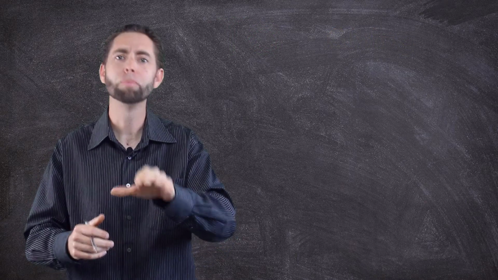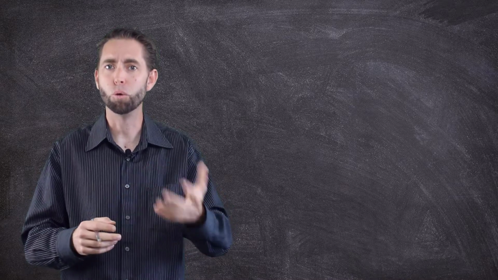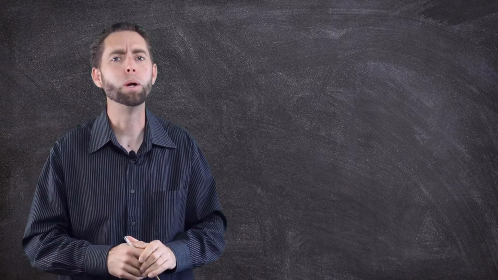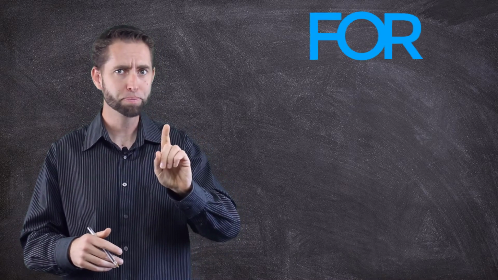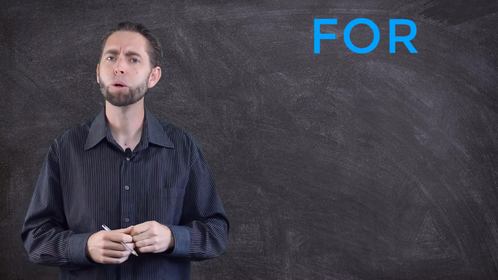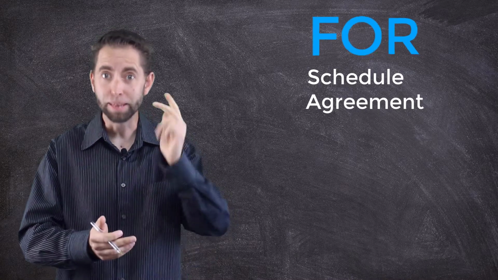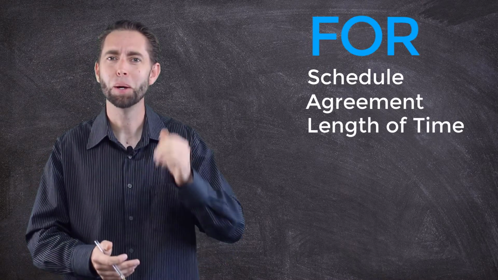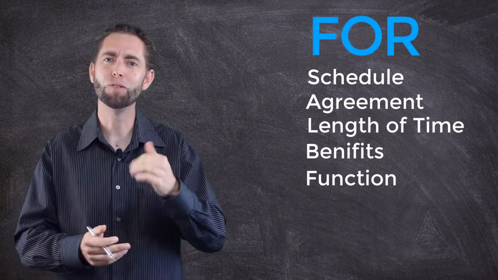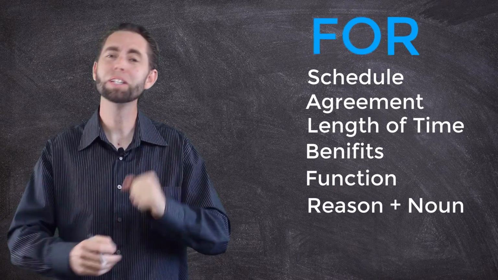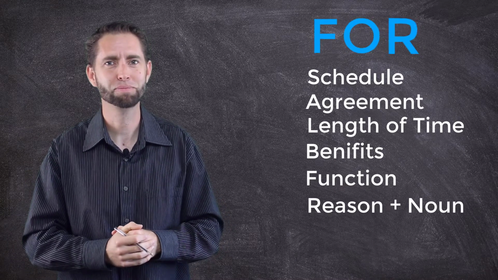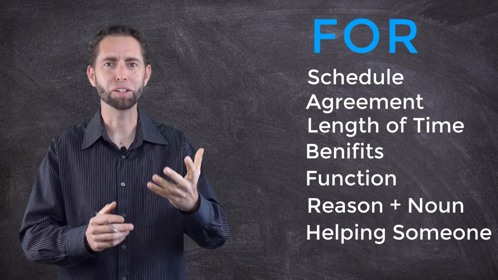Now let's recap the uses of "for" and "to." When we use "for," we use it when we're talking about schedule, agreement, length of time, benefits, function, reason plus noun, and helping someone.